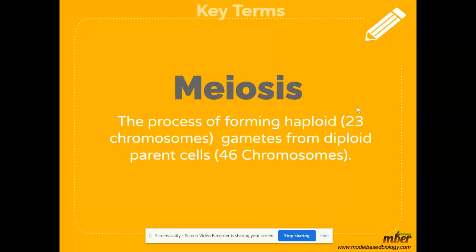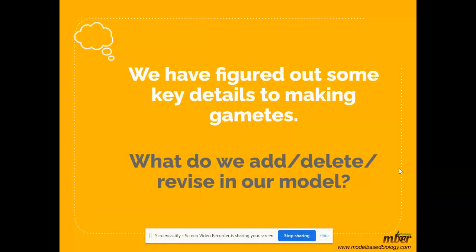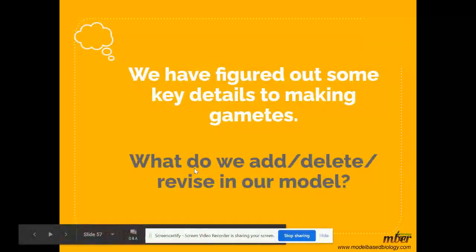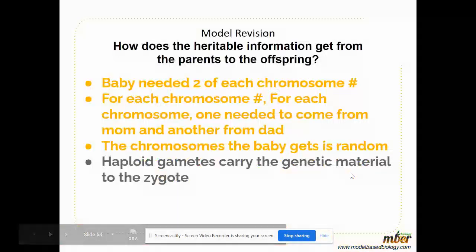Key term, this needs to get in your doodle sheet. Meiosis is the process of forming haploid gametes, which means there's 23 chromosomes, from diploid parent cells, which have 46 chromosomes. Okay, we figured out some key details to making gametes. So that means we need to add, delete, and revise our model.